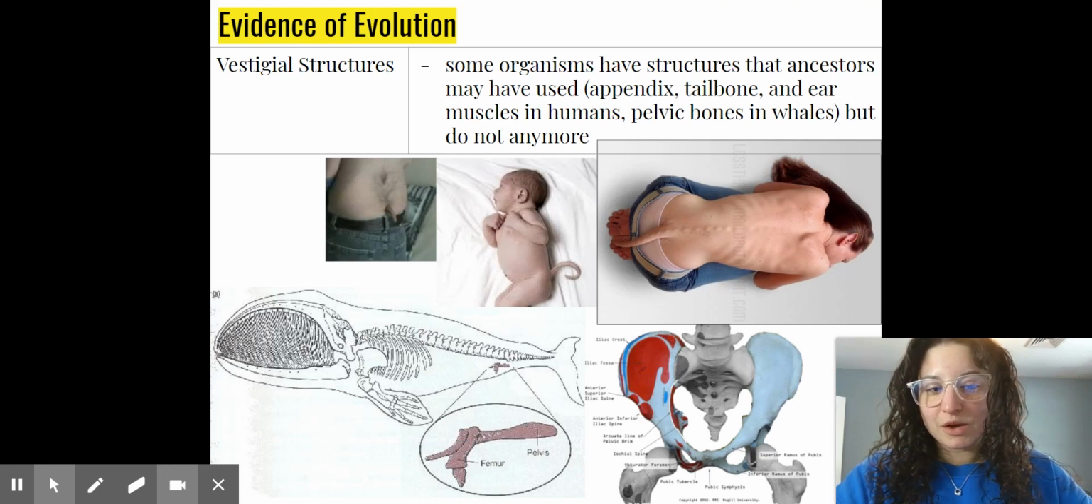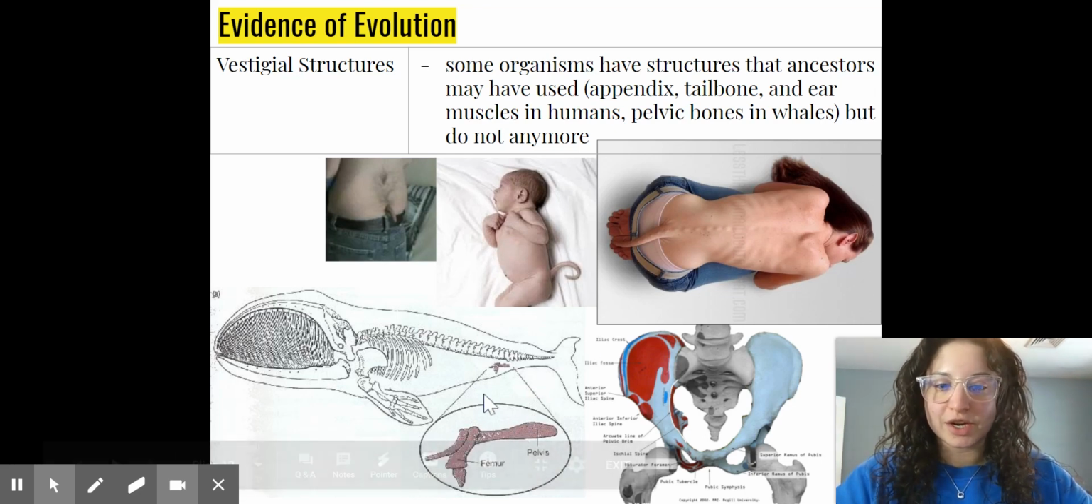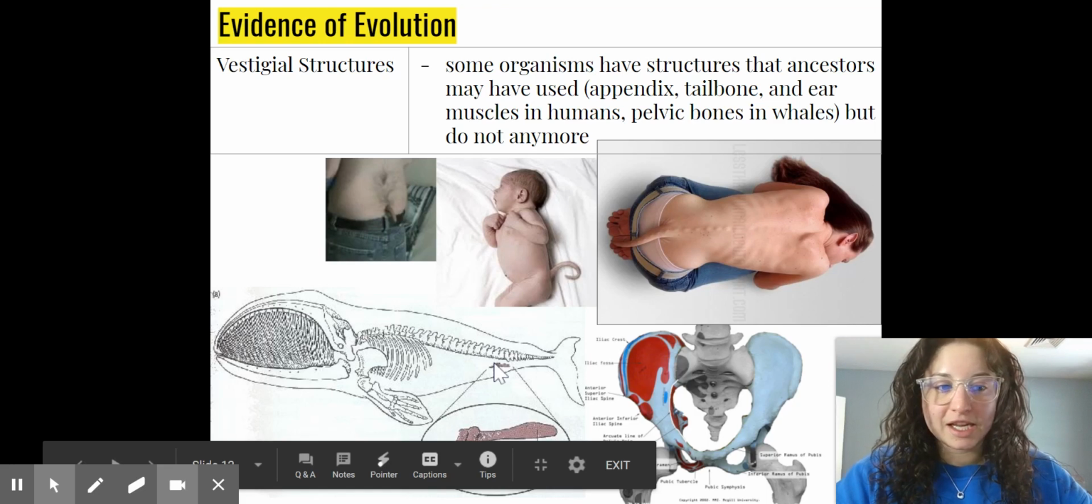Whales swim in the ocean, but what this is showing us is that they have an ancestor that used to walk on land, because they have this pelvis structure inside of their skeleton, even though they don't need it and they don't use it.